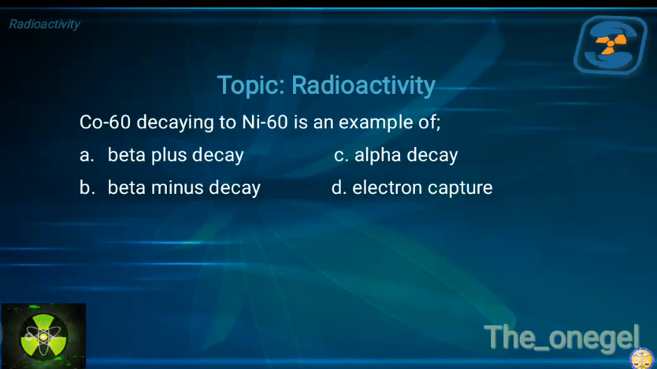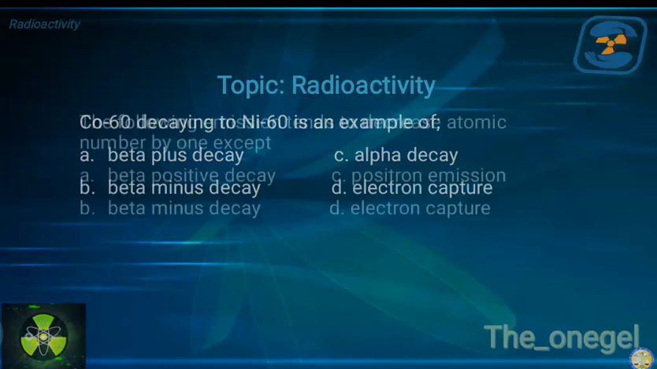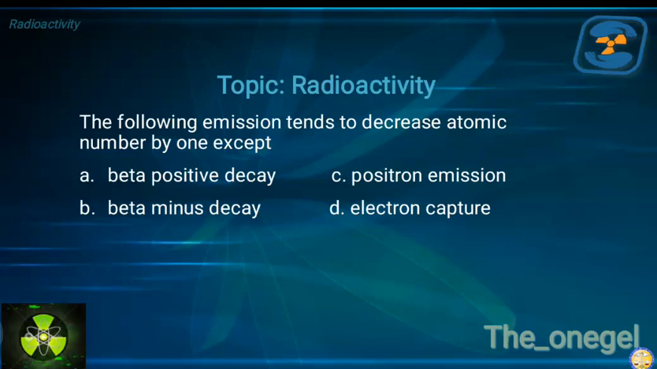Next. Cobalt-60 decaying to nickel-60 is an example of letter A, beta plus decay, letter B, beta minus decay, letter C, alpha decay, or letter D, electron capture. Hindi ko na alam what number to. So, the following emission tends to decrease atomic number by 1, except, is it letter A, beta positive decay? Letter B, beta minus decay. Letter C, positron emission. Or letter D, electron capture.